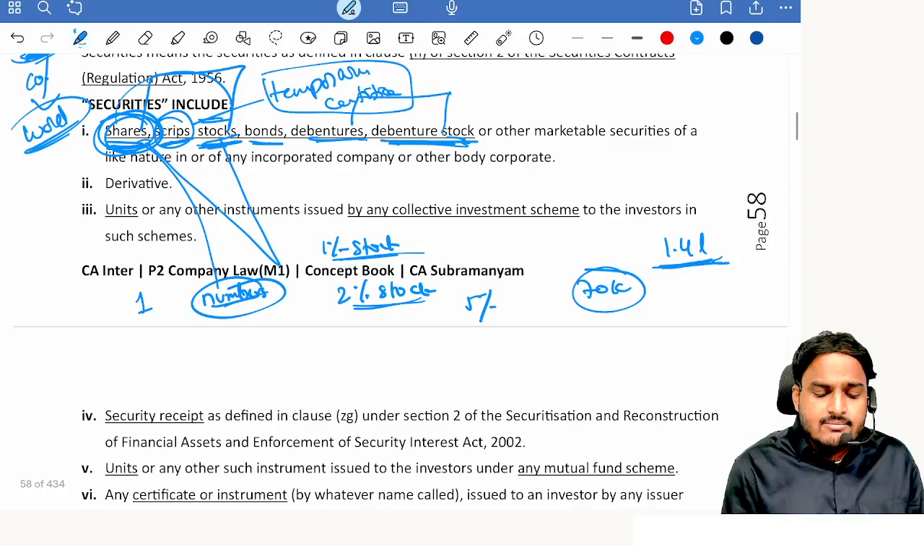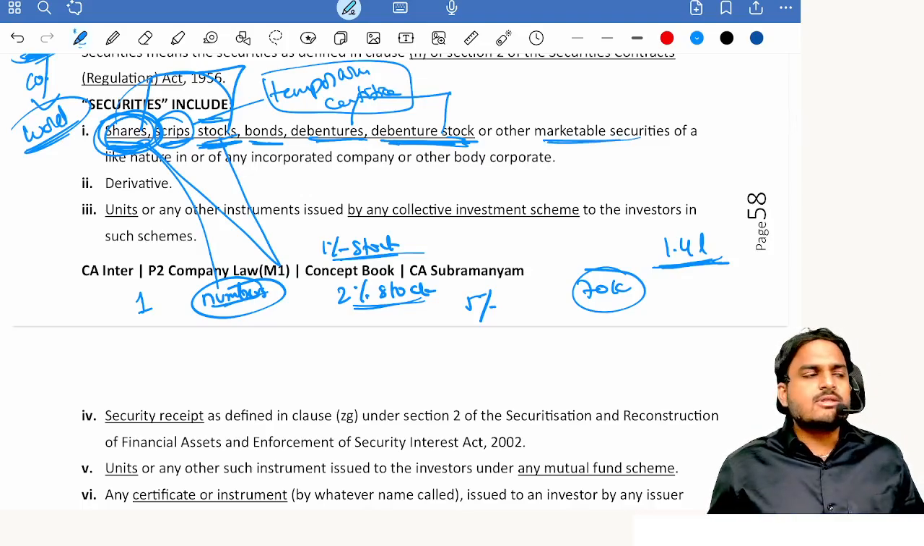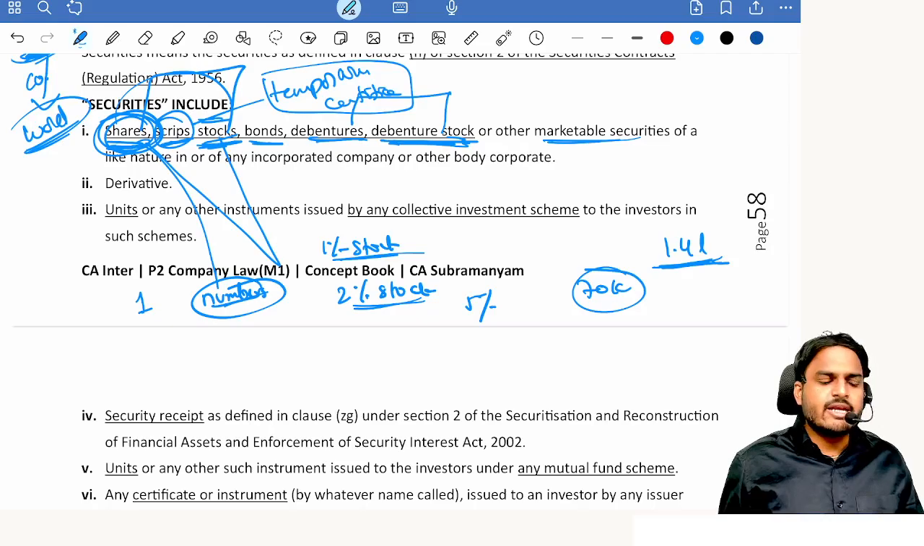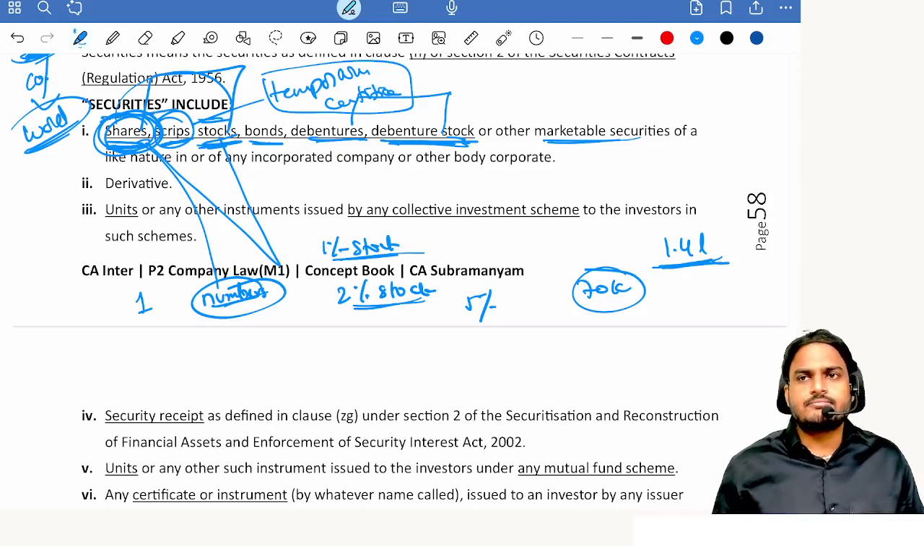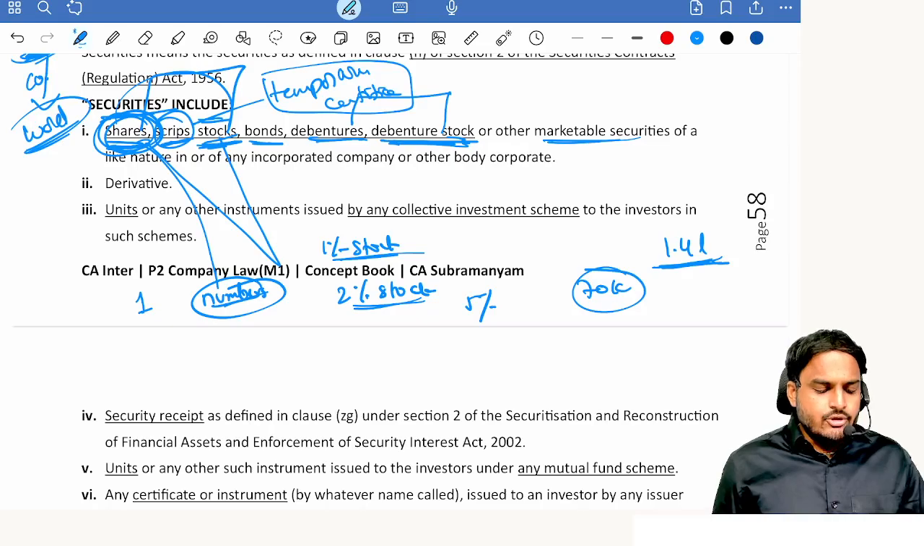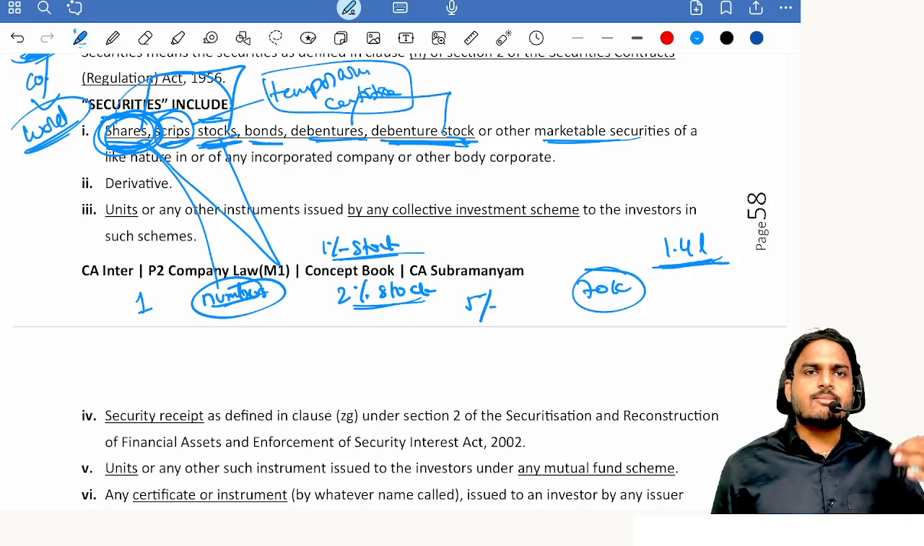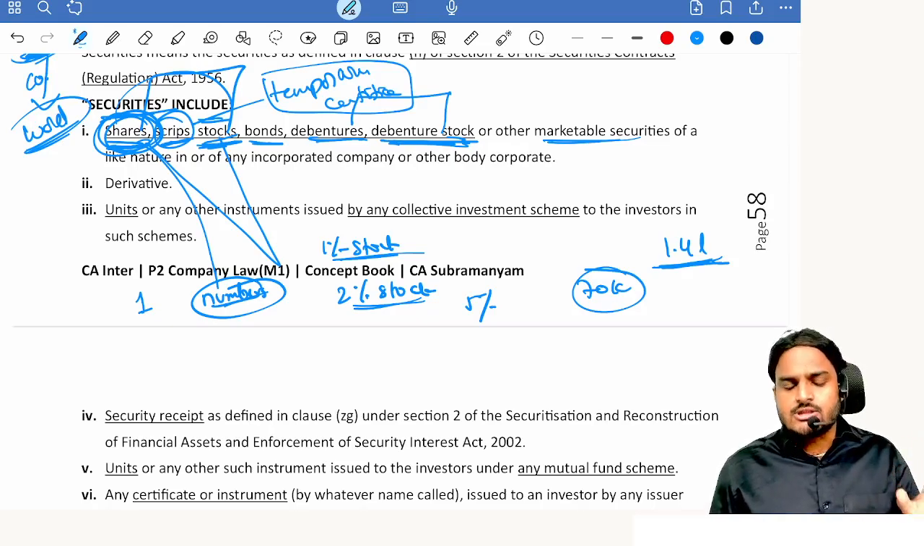Next one, other marketable securities. Marketable means tradable. Any other security, whatever name you keep, if it has the marketability characteristic, we call it a security. So securities include, what is the first point? Shares, scrips, stock, debentures, debenture stock, bonds, and other marketable securities.